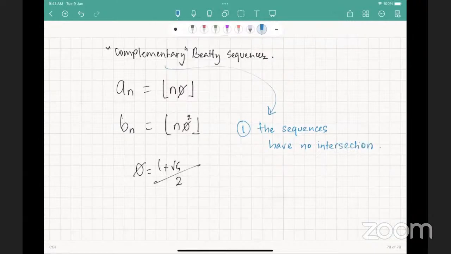So this is something that we did say was our first claim, that no number appears in both sequences. Now, the second claim here is that the union of the sequences is the set of all positive integers. So that's basically to say that no number appears in both sequences, but every number is covered.